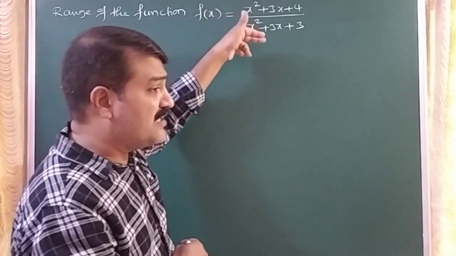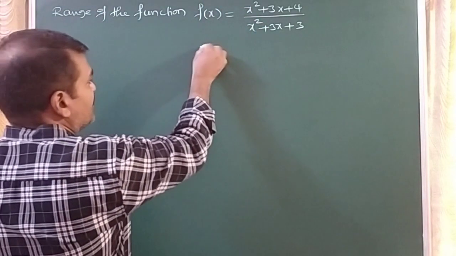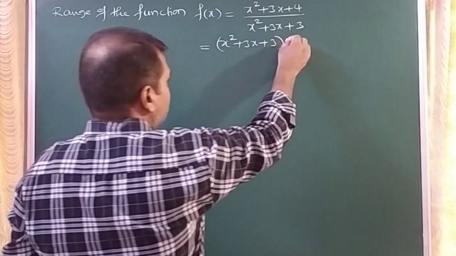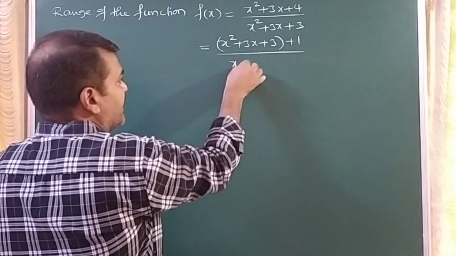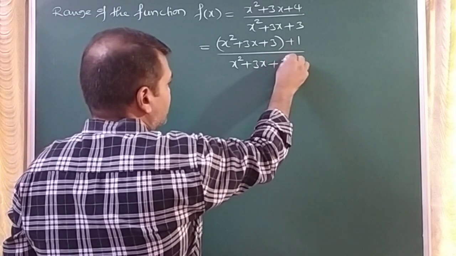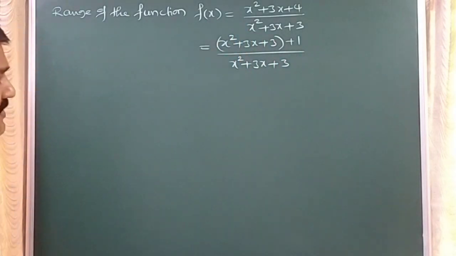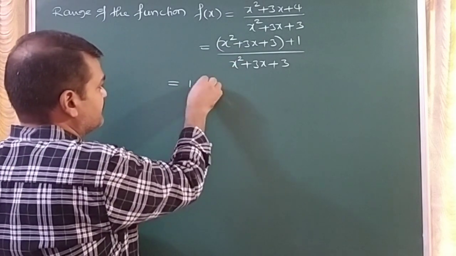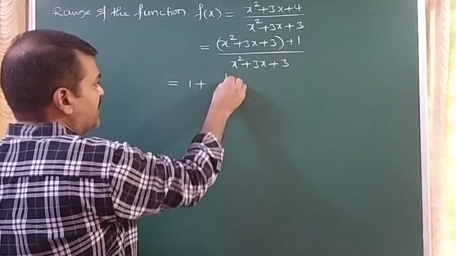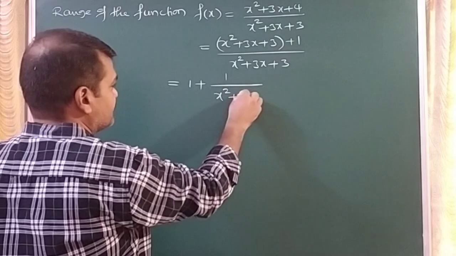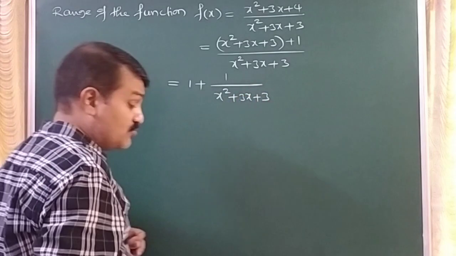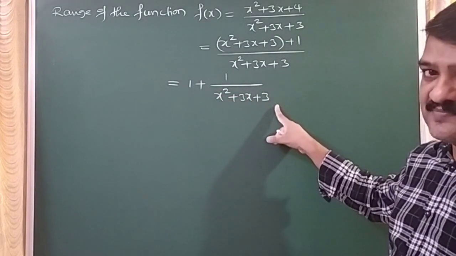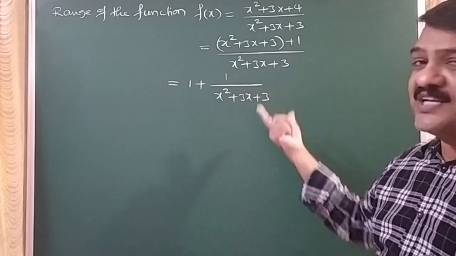The numerator you can express in terms of the denominator like this. You can express x squared plus 3x plus 3 plus 1, the numerator, in terms of the denominator like this. Okay. Now separate. This divided by the denominator will give you 1, and 1 by this denominator part. What is the method here? See. If you find the range of this function, then you can get the range of the reciprocal function also.